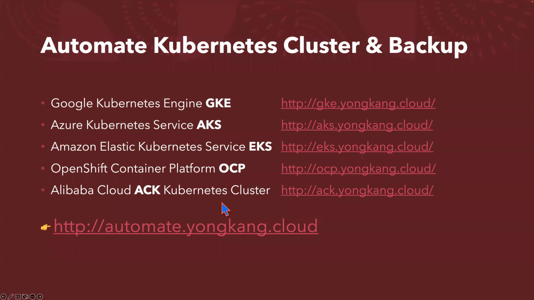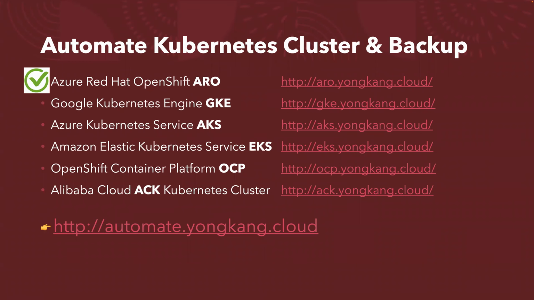Let's get started. Previously, I recorded multiple YouTube videos to automate the Kubernetes cluster creation and backup for other Kubernetes distributions listed here. Today we're going to focus on Azure Red Hat OpenShift, typically shortened as ARO. At the bottom of the screen, you can see a playlist. You just go to automate.yongkang.com and you will see all of these videos.